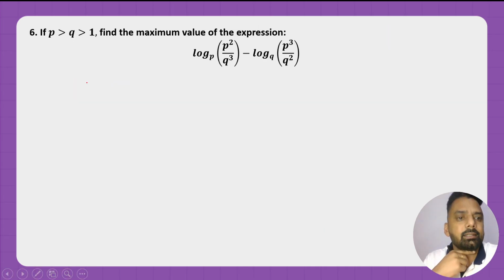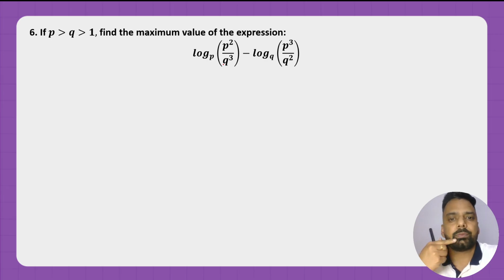The next problem is: p is greater than q is greater than 1, then find the maximum value of the expression. ठीक है, तो the expression is log base p of (p square over q cube) minus log base q of (p cube q square). So let's start simplifying. We have to find इस expression का maximum value. P is greater than q is greater than 1. That means both are positive, greater than 1.